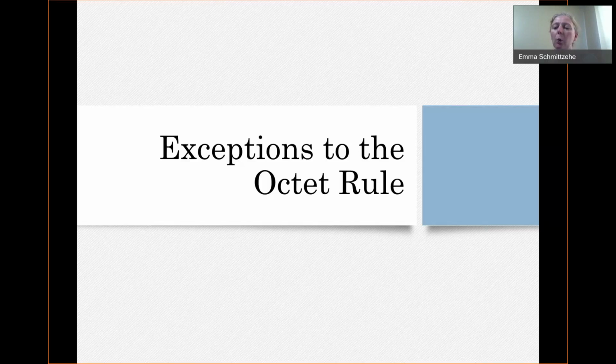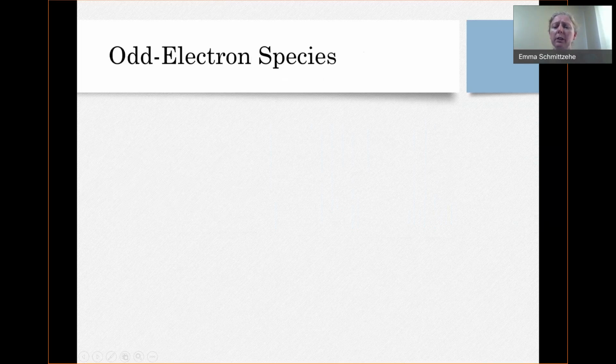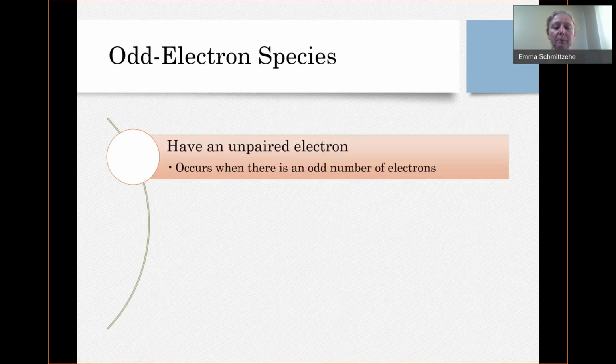But let's talk about when things break that rule, when things would be an exception. One of the cases is when you have an odd electron species, meaning there's overall an odd number of electrons, and so they're going to have some unpaired electron. If there's an odd number of valence electrons, then something isn't going to be paired, right? Most of the time when we draw Lewis structures, you're drawing lines to indicate a pair that is being shared, and you're drawing pairs of dots, lone pairs, for pairs of electrons.